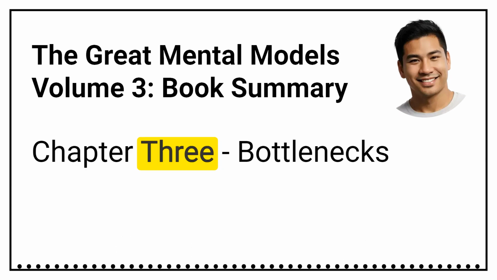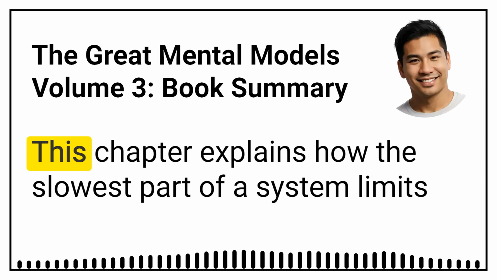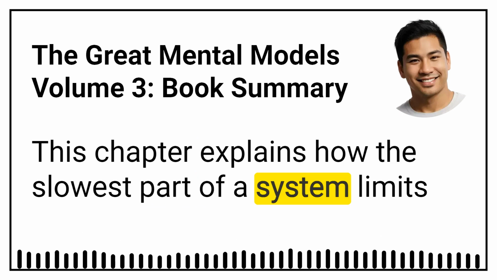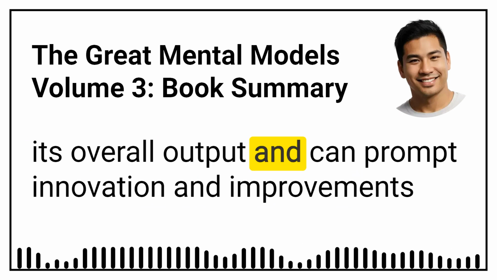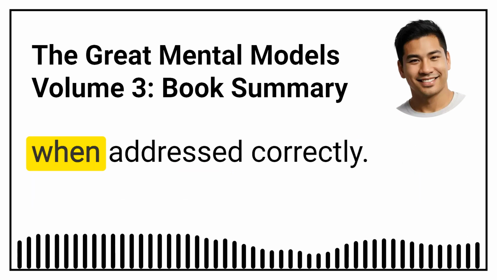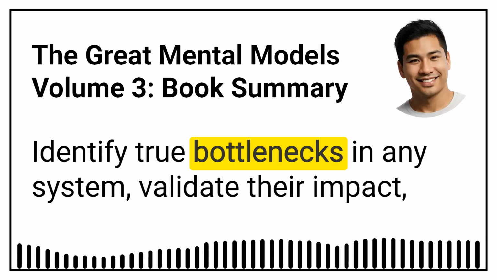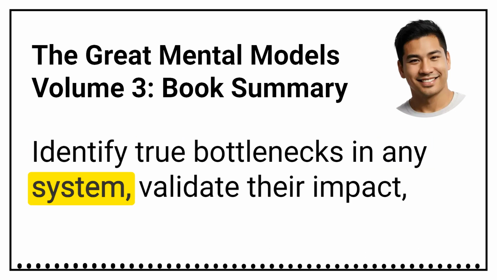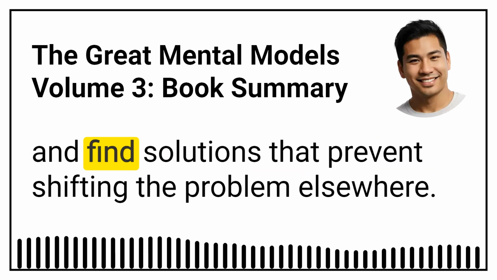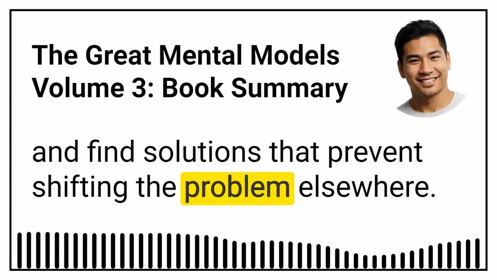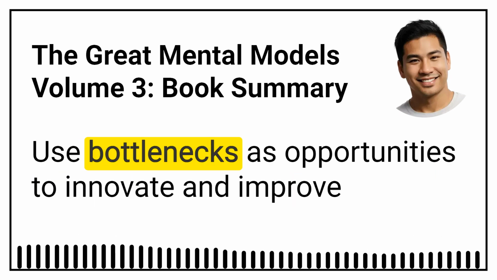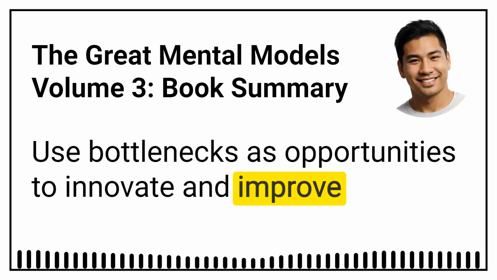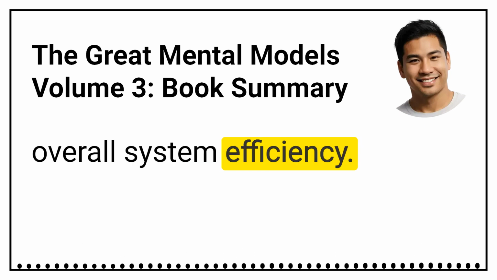Chapter 3. Bottlenecks. This chapter explains how the slowest part of a system limits its overall output and can prompt innovation and improvements when addressed correctly. Identify true bottlenecks in any system, validate their impact, and find solutions that prevent shifting the problem elsewhere. Use bottlenecks as opportunities to innovate and improve overall system efficiency.